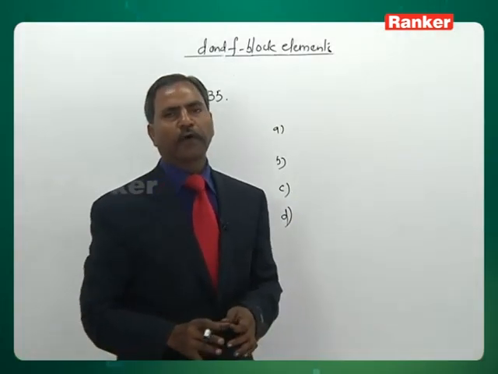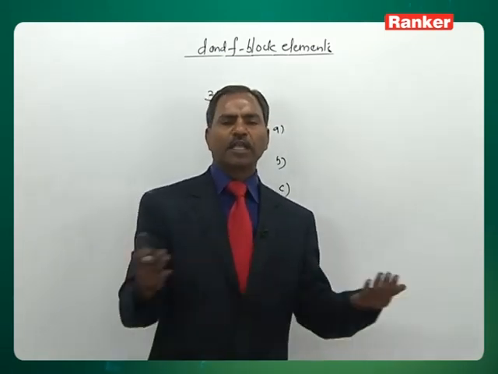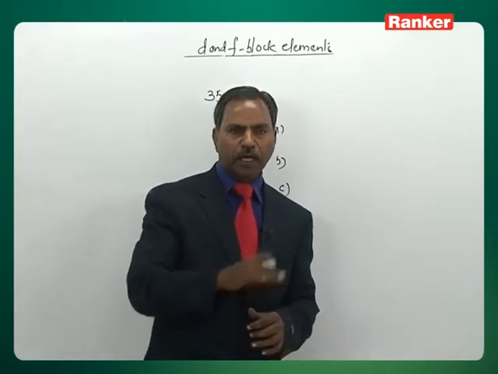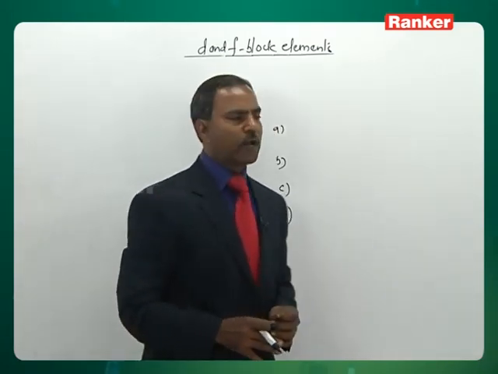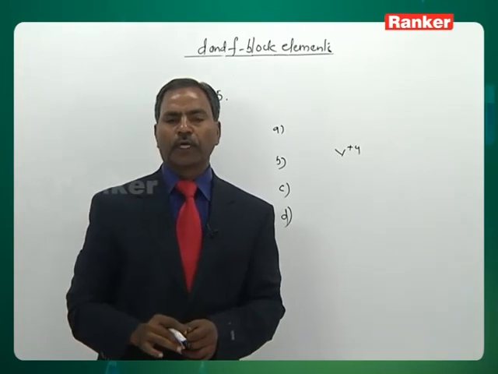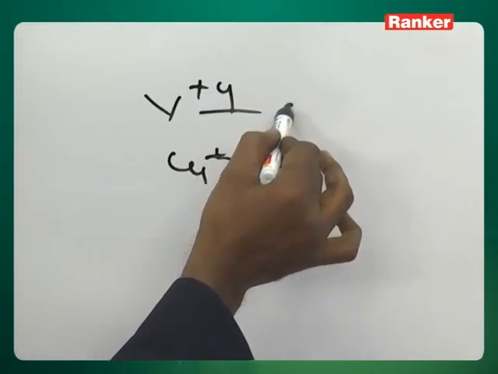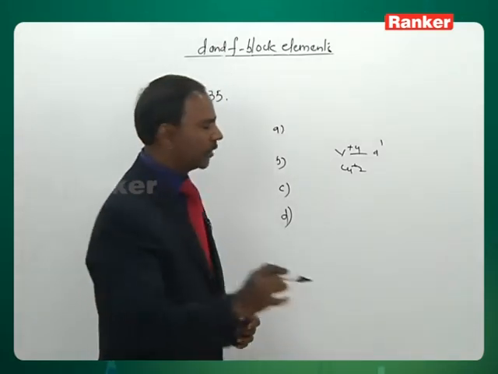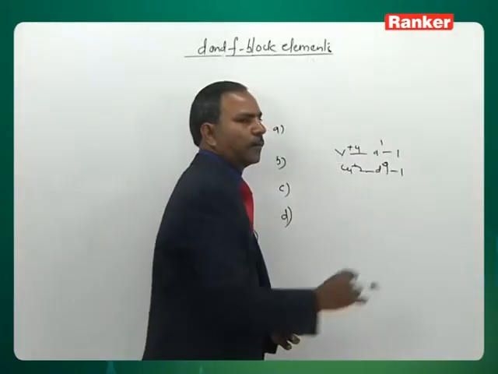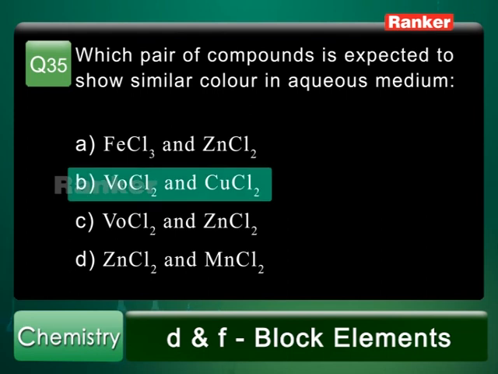Whenever the color of a particular pair of compounds is asked, check which pair has the same number of d electrons. If the same number of d electrons are there, that pair can be expected to exhibit the same color. Coming to option B, in VOCl2, vanadium has oxidation number +4, and in CuCl2, copper is +2. Vanadium +4 means d1 electronic configuration, with 1 unpaired electron. Copper +2 means d9, which also carries 1 unpaired electron. Therefore, this pair can exhibit more or less identical color. So for question number 35, the answer is B.